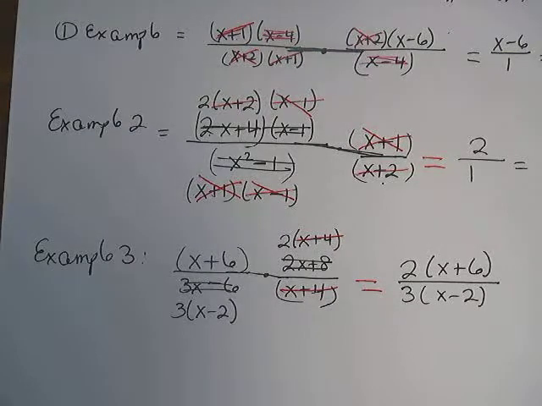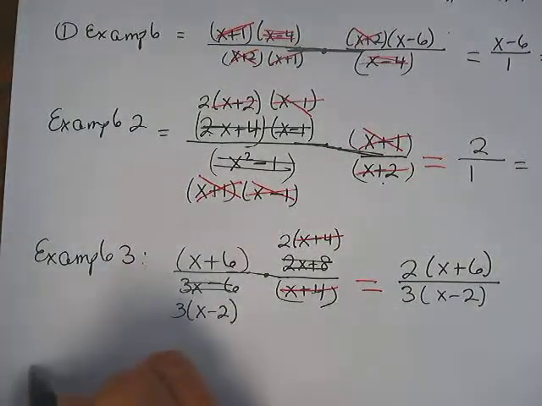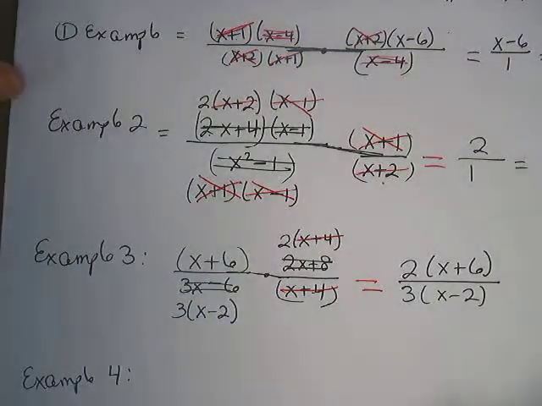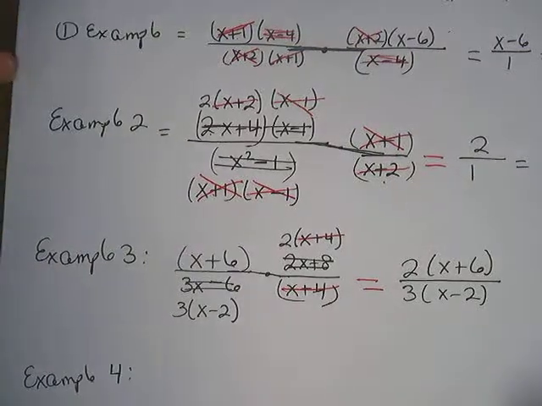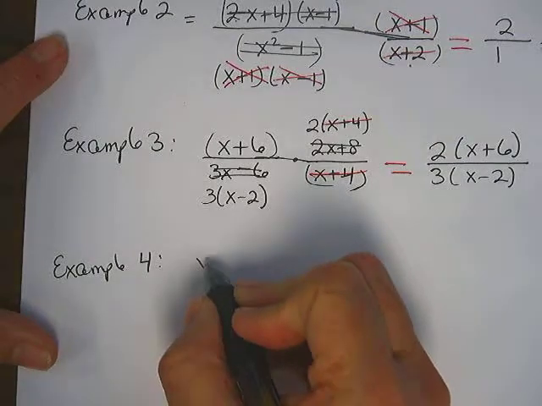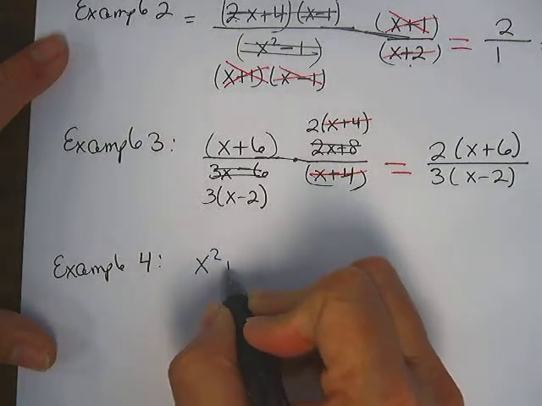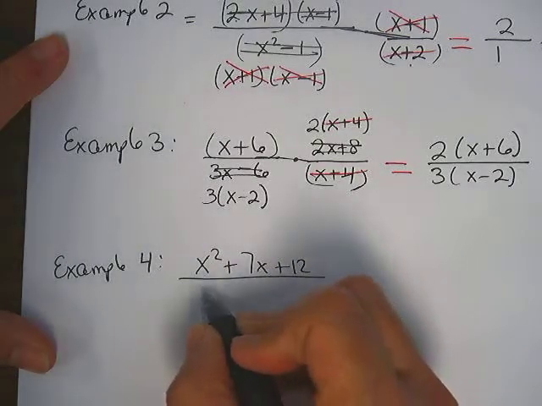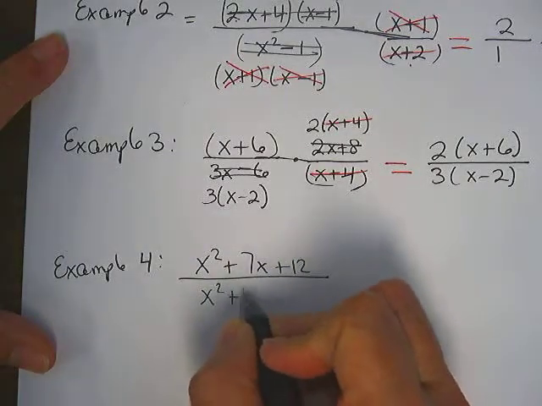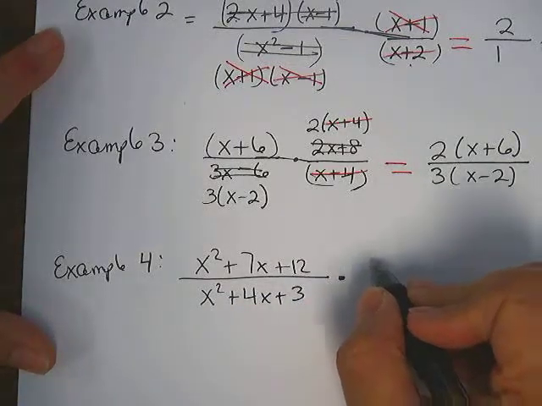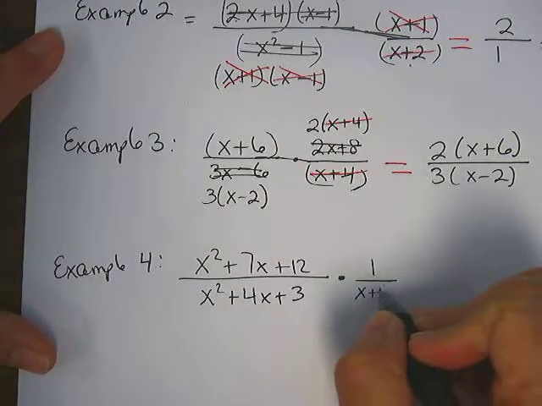Okay, let's take a look at one other one. Example 4. And again, on some of these, we need to get used to factoring. They are going to be given to us in the unfactored form. So here we have x squared plus 7x plus 12 divided by x squared plus 4x plus 3 multiplied by 1 over x plus 4.